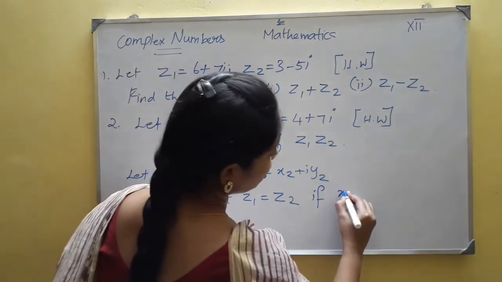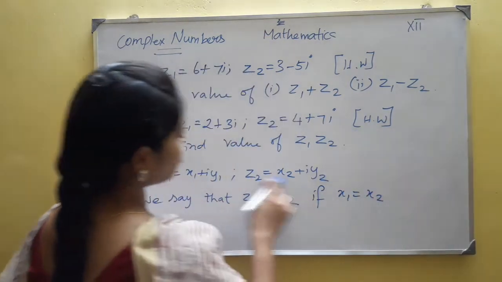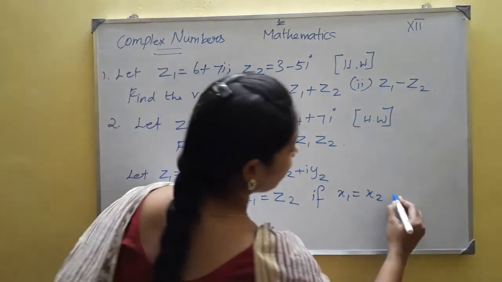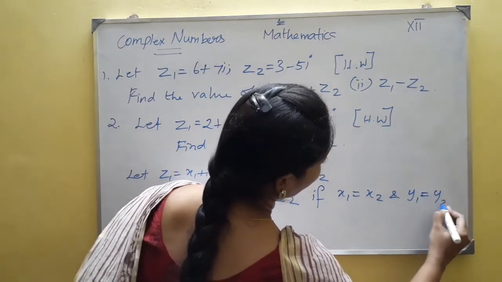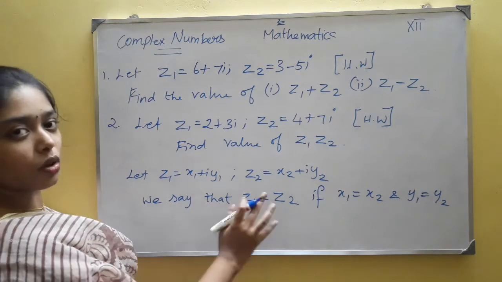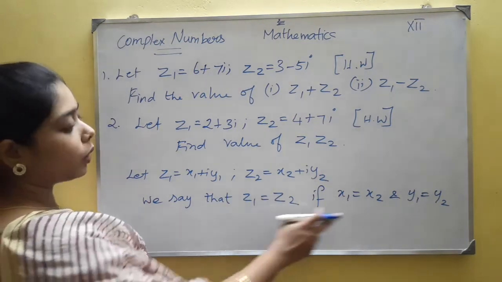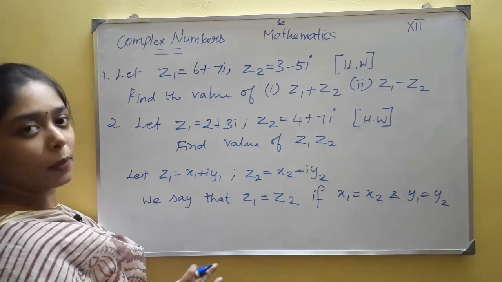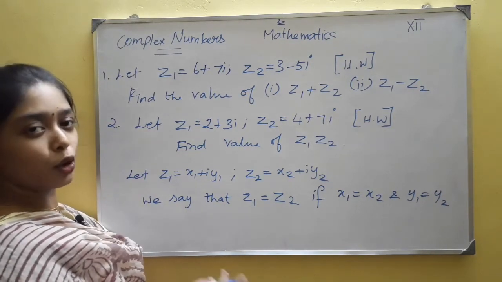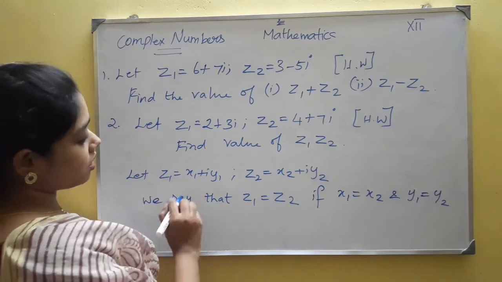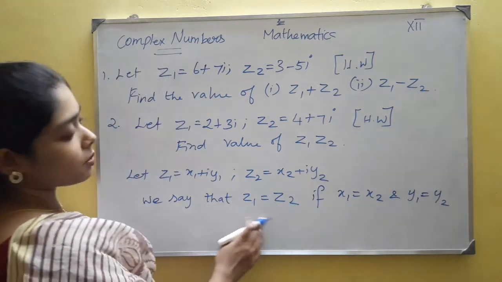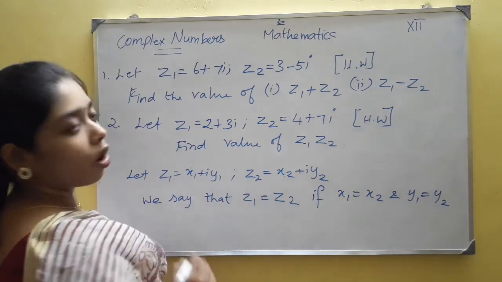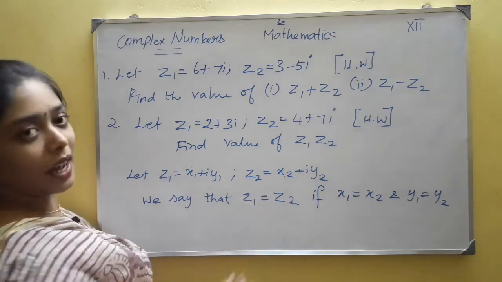That condition is that the real parts of these two complex numbers should be equal, x1 equal to x2, and y1 equal to y2, that is, the imaginary parts of these two complex numbers should be equal. Then only can we say these two complex numbers are equal. This is the definition of equality of complex numbers. That is, the real parts should be equal and the imaginary parts should be equal.